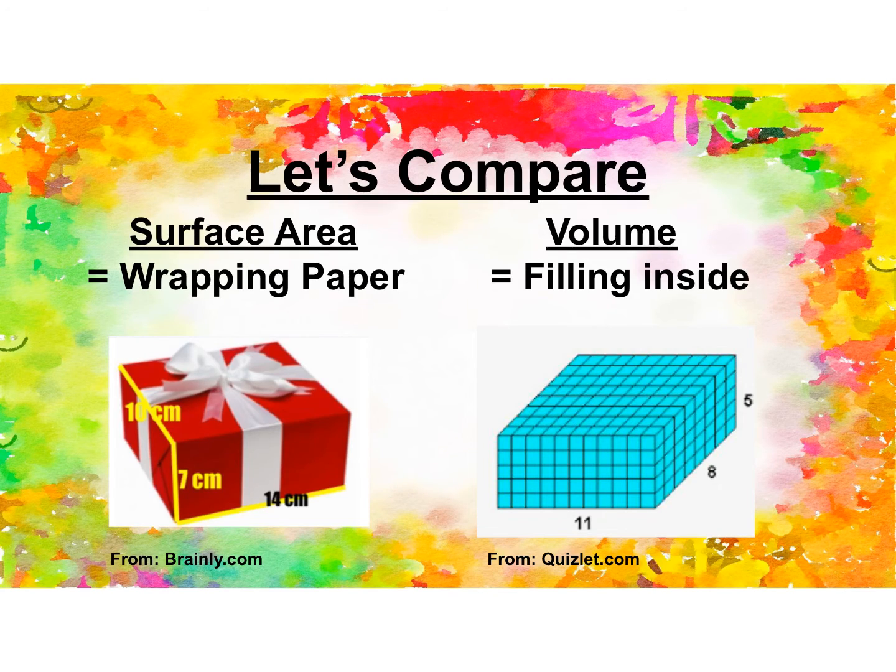And let's just start by comparing. So surface area, you think about the wrapping paper on the outside. So I would find the area of each piece, all 6 sides, and then I would add them. So you're adding after you multiply. With the volume, you're filling everything inside. So you're thinking about the units, thinking about the area of the bottom, and then really thinking about the height as you fill that up.